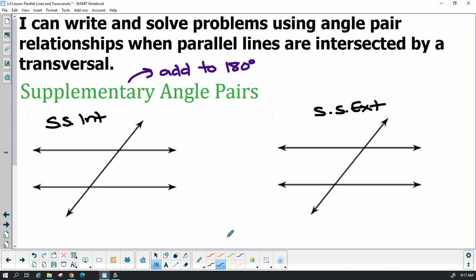And so our same side interior angles, like those 2, will add to 180. You can see they're different. They're not the same now. They're not congruent. They're different, but they do add to 180. Same thing with these 2. And the same thing is true about our same side exterior. So one way I remember this is same side supplementary. Lots of S's.